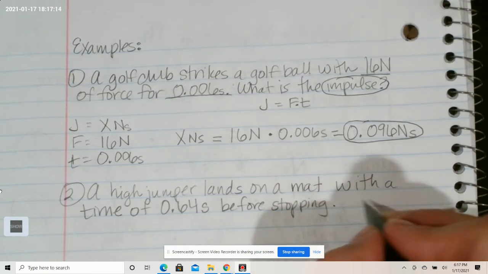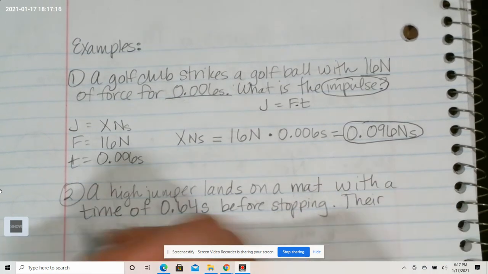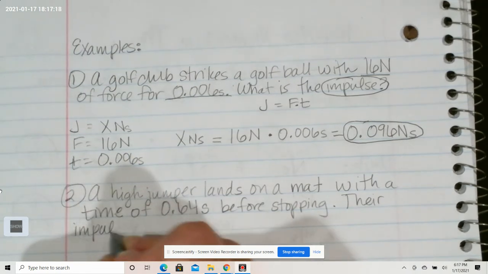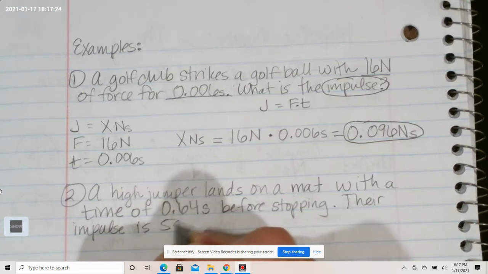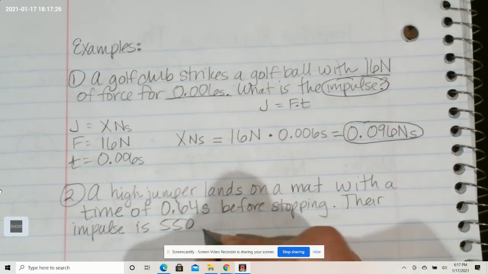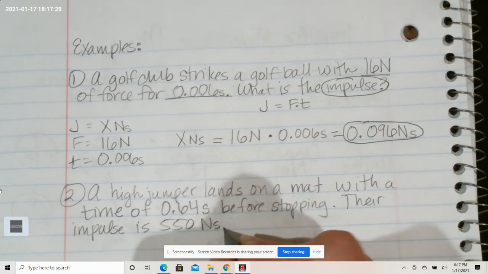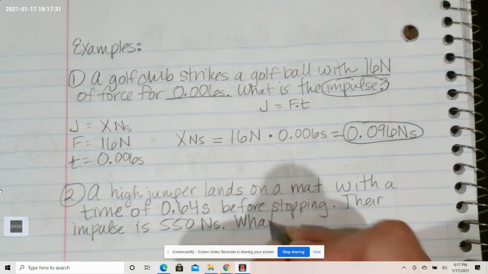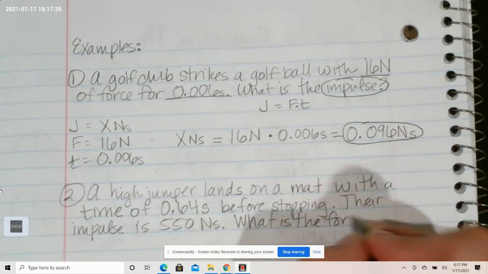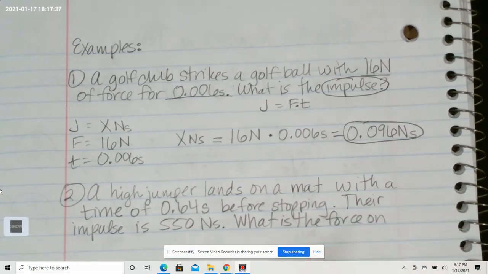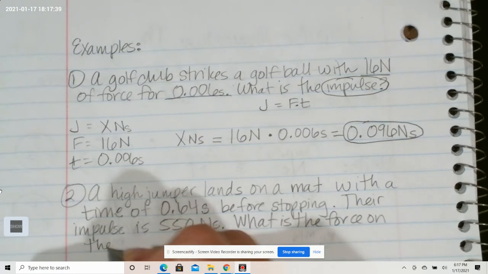Their impulse is 550 newton seconds. What is the force on their body?